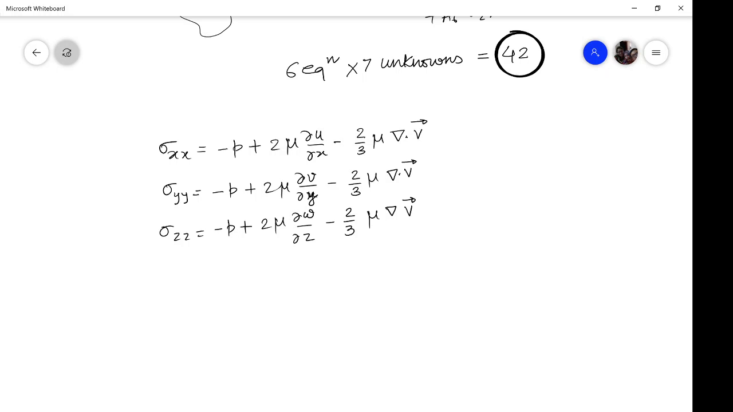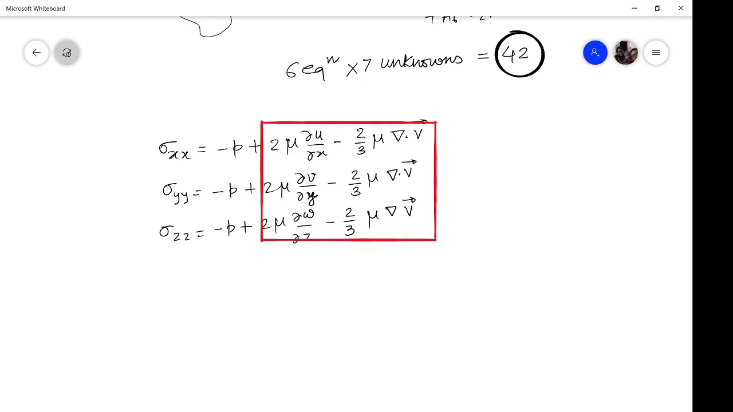And the thing which is of importance here is, if you look, these are the terms which make the stress equation deviate from hydrostatic condition. That's why these extra terms are sometimes also called deviatoric stresses. Now, if you add these equations up, that is sigma xx plus sigma yy plus sigma zz, then you will get minus 3p, or p is equal to minus (sigma xx plus sigma yy plus sigma zz) by 3. And this is the hydrostatic pressure, the arithmetic average.